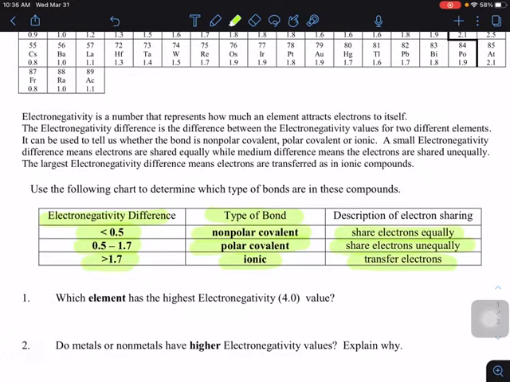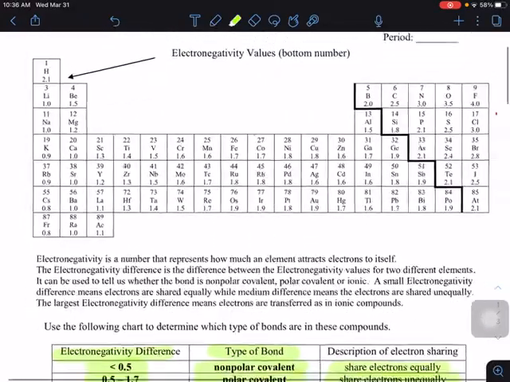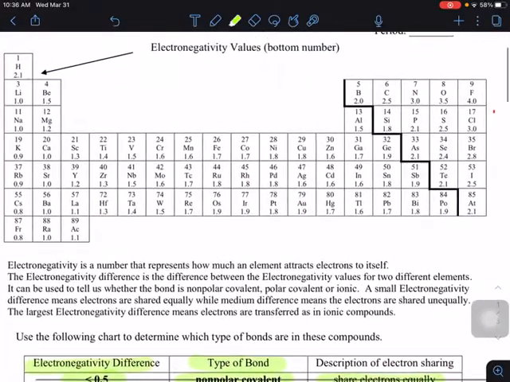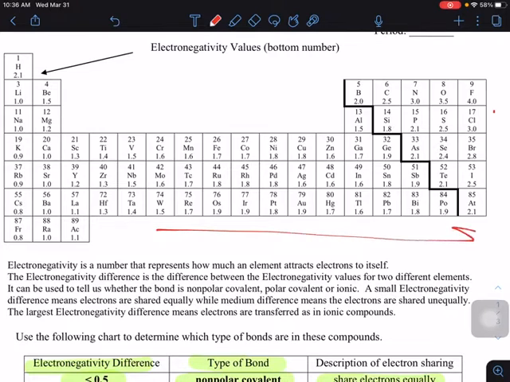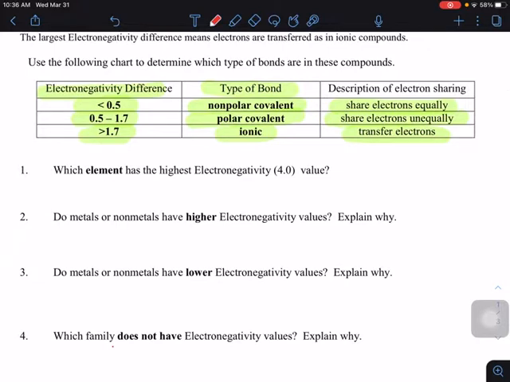Okay, question number 1, which element has the highest electronegativity? You'll notice on the periodic table, electronegativities get higher as you move from left to right on the periodic table, and they get higher as you move up. So in the upper right hand corner, the highest electronegativity is fluorine, 4.0. Okay, so the element is fluorine.